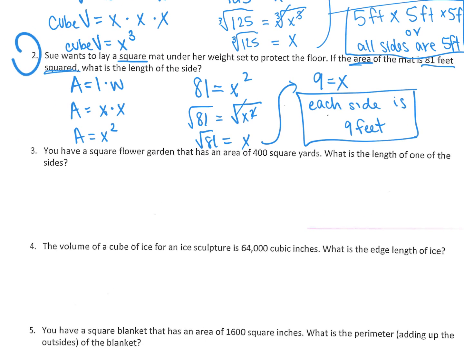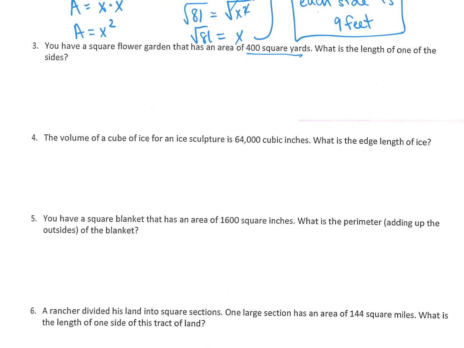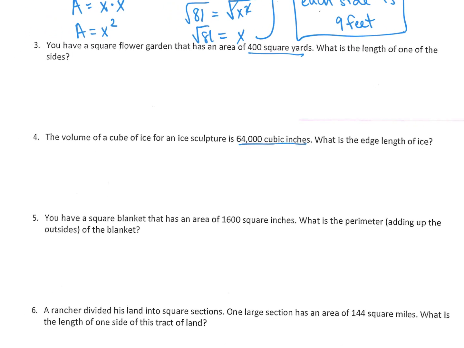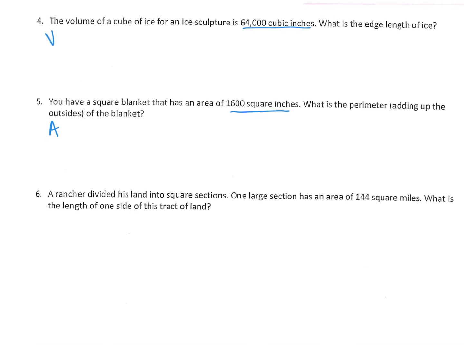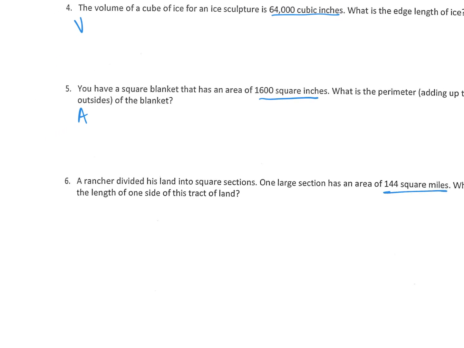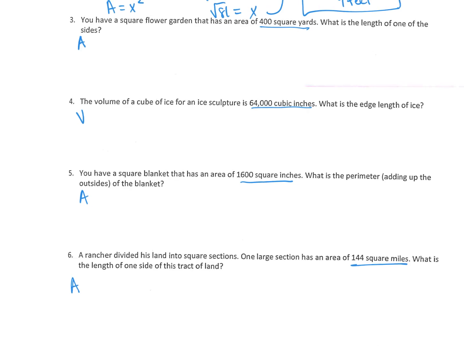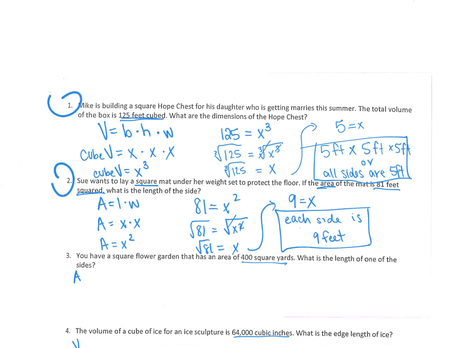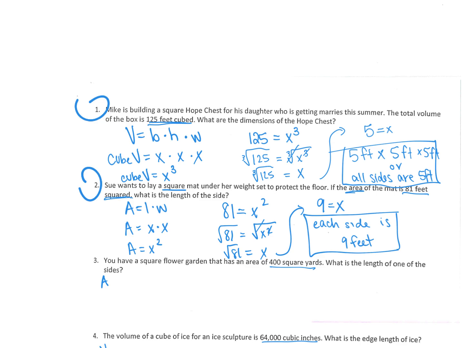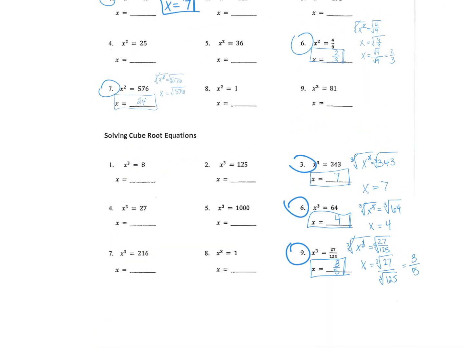You have square yards here for this one, so we're talking area. This one we have cubic inches. If we're talking cubic, we're talking volume. So we're going to put a V here, so we know which one we're doing. We're doing volume here. This is talking about square inches, so we're doing area. And the last one is square miles, so we're also still doing area. So you have three more area problems and one more volume problem. Use these two problems to help you figure out how to solve them. And then also up here, you're going to complete all the rest of these.